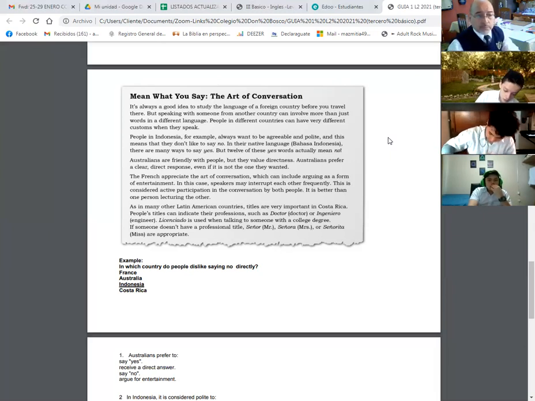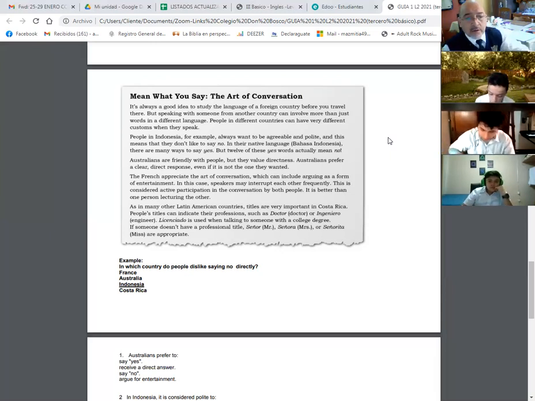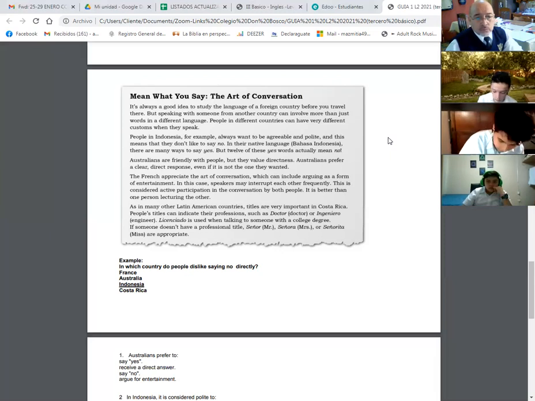It's always a good idea to study the language of a foreign country before you travel there. But speaking with someone from another country can involve more than just words in a different language. People in different countries have very different customs when they speak. Good, pretty good. Okay, really good.